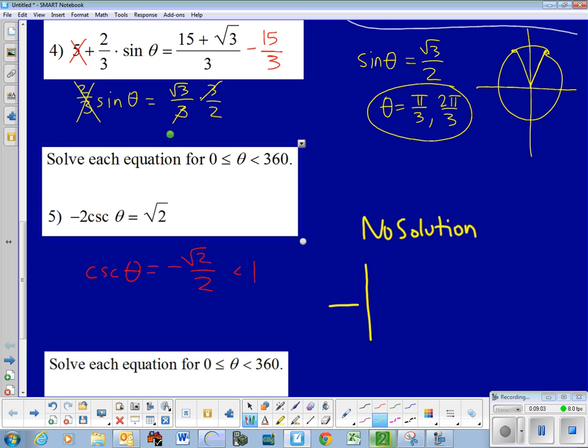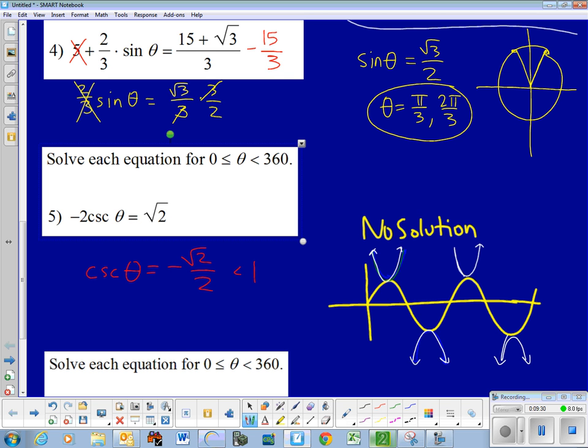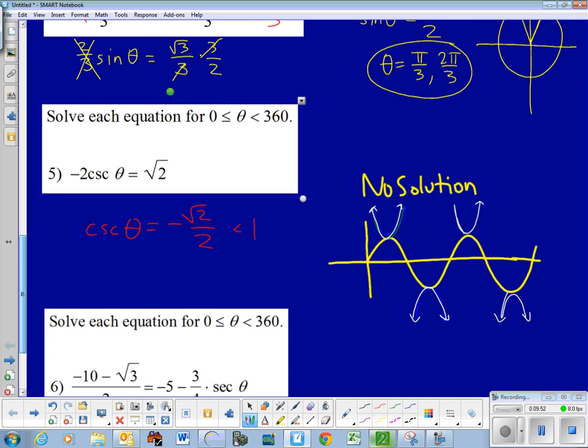On a graph of sine or cosine, since I'm working with cosecant, I'll graph sine. Sine looks like this, which means cosecant looks like this. While sine and cosine never go above 1 or below -1, secant and cosecant never get within 1 of the x-axis. So saying where does cosecant equal this number greater than -1, that's never going to happen, so no solution. So always watch out for ones that have no solutions. That tripped up some people on our inverse trig function test.